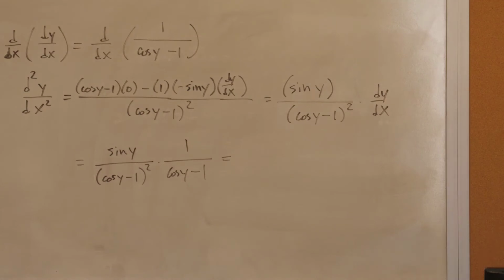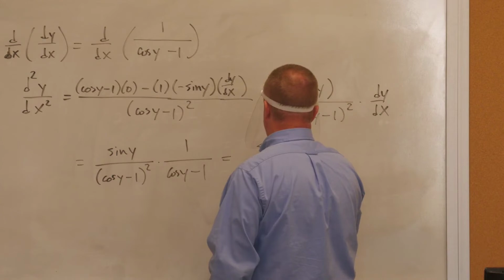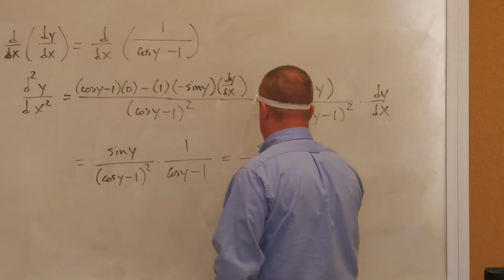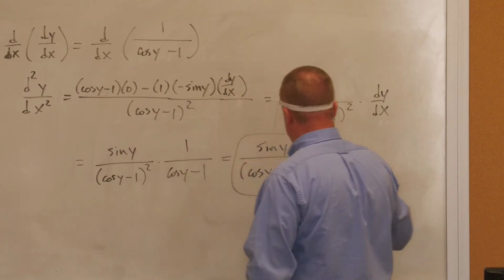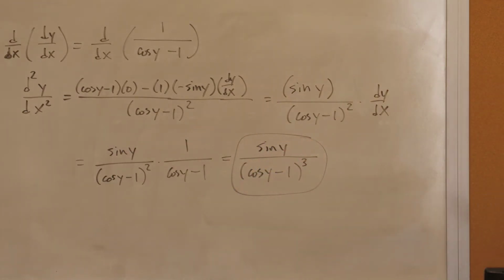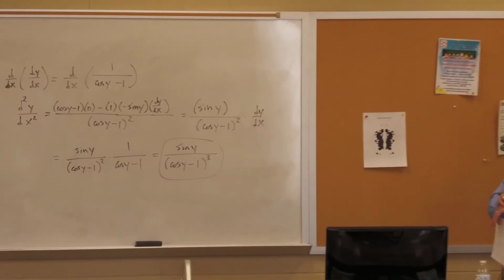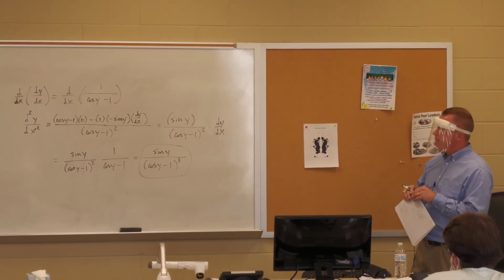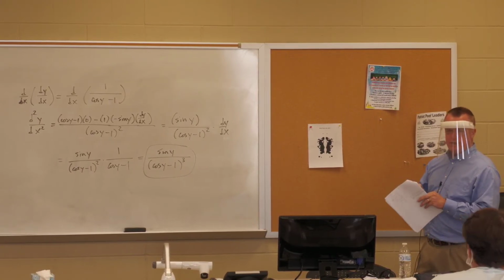All right, that is the derivative, right? Now I can multiply those easily, and that just gives me sine y over cosine y minus 1 cubed. So that would be my second derivative. Again, you don't want to write a second derivative with a derivative inside of it. That would be a no-no. Any questions? I think we'll stop there for today and pick up next time.